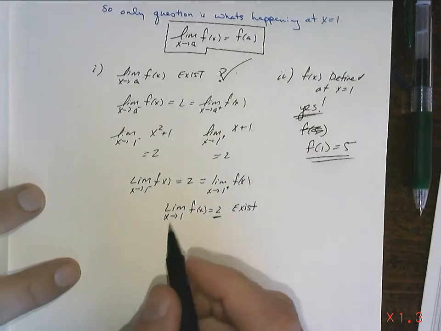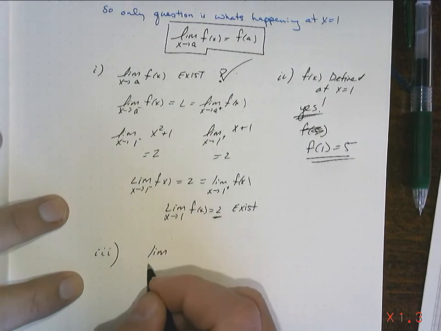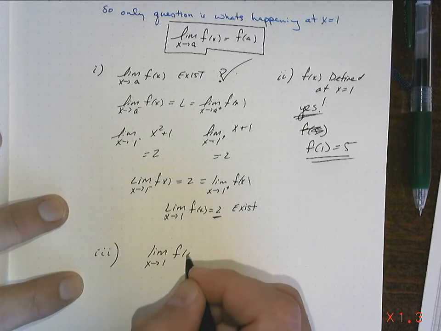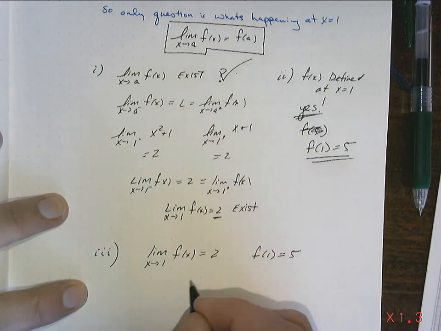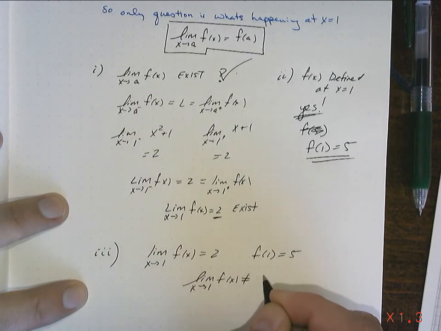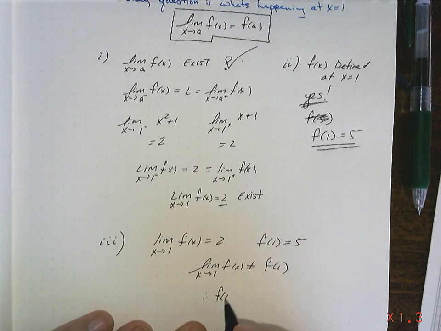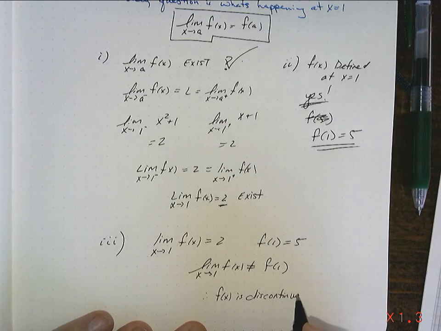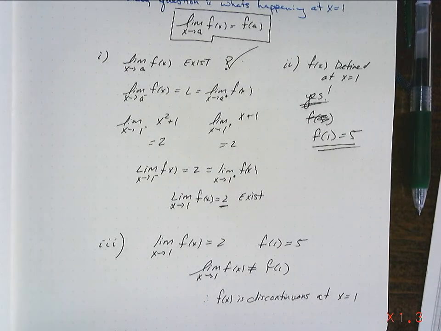So now the third one is, do they meet? Are they matching up? And that, unfortunately, is a little bit sad because the limit of f of x is 2, and f of 1 is 5, which means the limit as x approaches 1 of f of x does not equal f of 1, which by definition means, therefore, the function f of x is discontinuous at x equals 1.